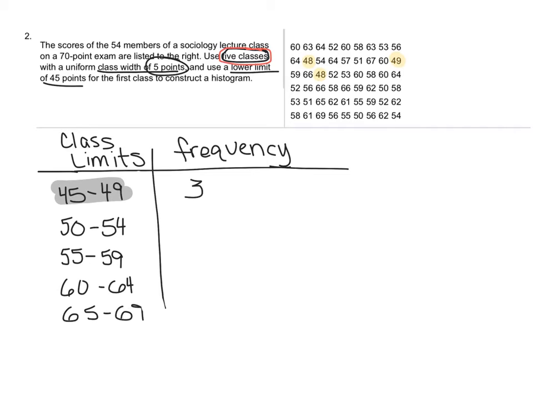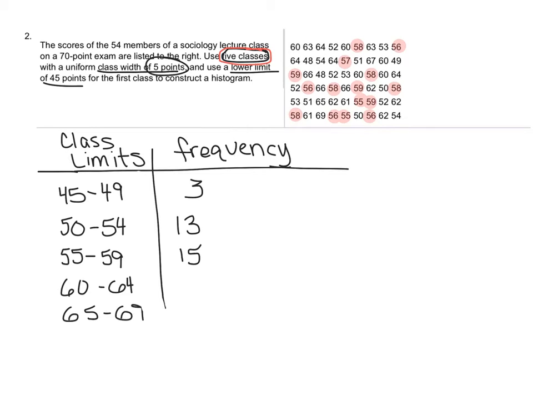Now I'm going to do the same thing with 50 through 54. We'll just highlight the numbers that are 50, 51, 52, 53, or 54. And as we can see, we have 13 values that fit within that group. So our frequency is 13. Now I'm going to identify the values that fall within the 55 through 59 class. And I have 15 values that are 55, 56, 57, 58, or 59. So my frequency for that class is 15.